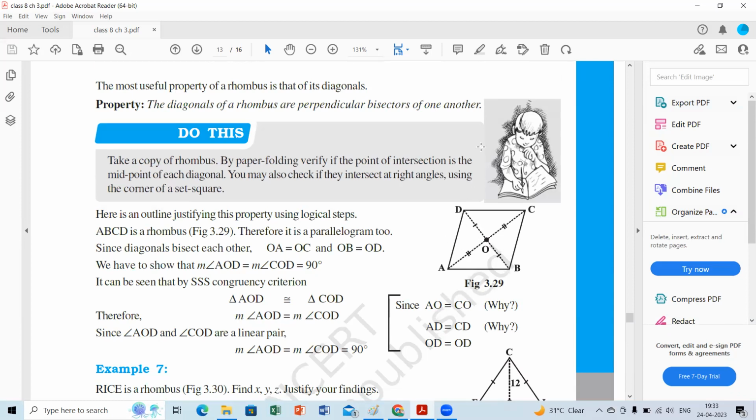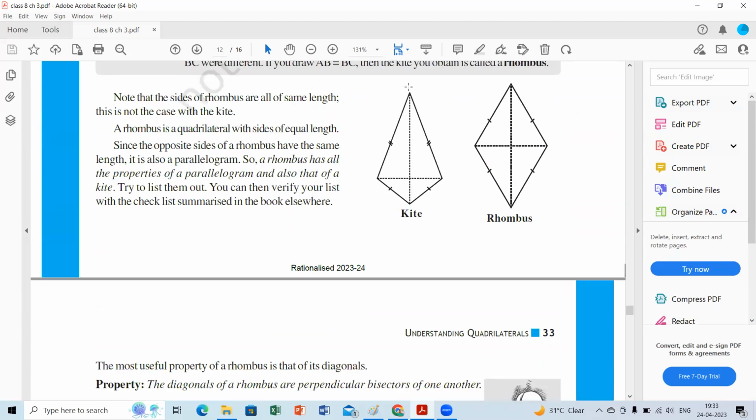Because, you see children, in a kite only one of the diagonals gives congruent parts. If you cut through this way, these two triangles are congruent, this triangle and this triangle. If you cut the other way, it is not congruent. Coming to the rhombus shape, if you cut along any one of the diagonals, you can see both ways you get congruent shapes. So what we can say, opposite angles are equal. Yes or no? Opposite angles are equal.